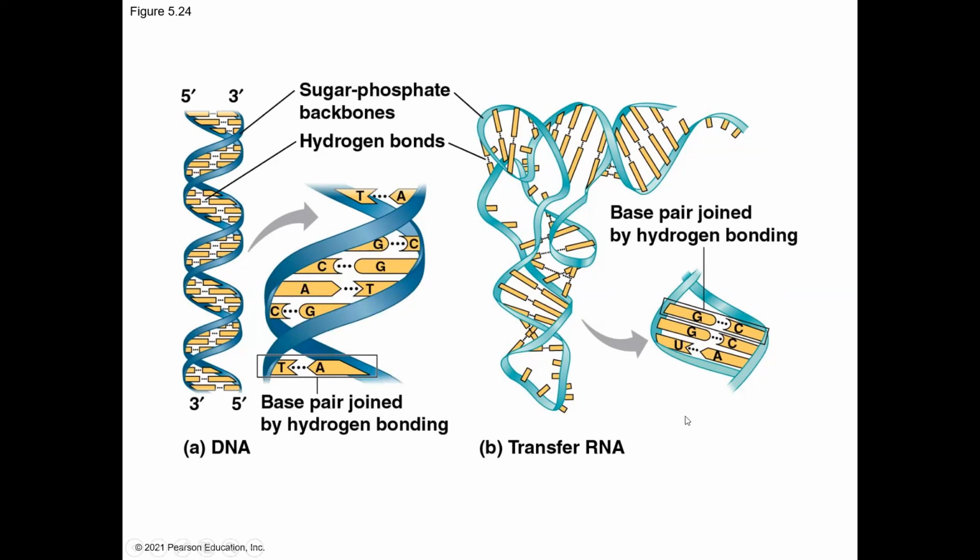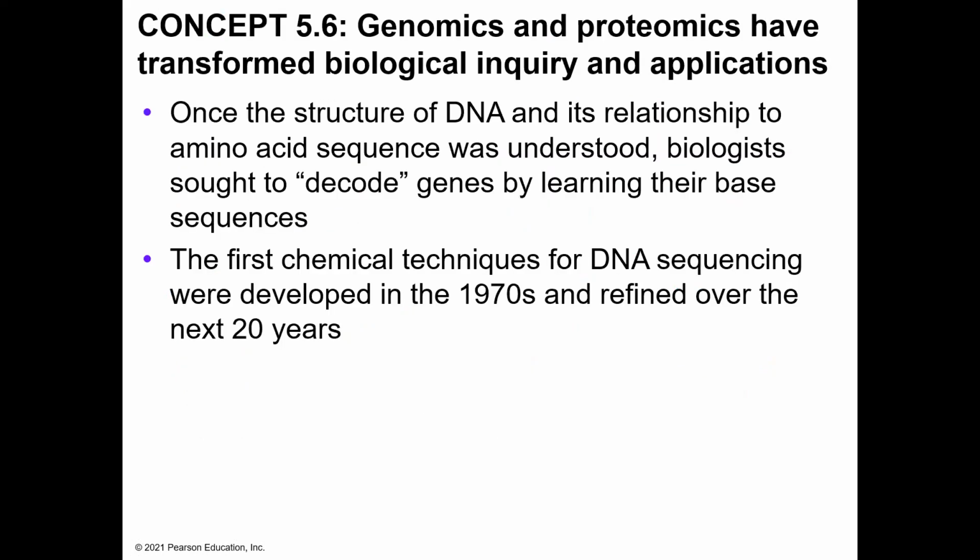RNA is not in the helix. It's more free floating, it's linear. And so they are able to form a lot of different structures. It's not just one singular structure. RNA needs to be more flexible because it needs to be read by ribosomal proteins that will create other proteins. And we'll cover DNA a whole lot more in depth when we get to the genetics chapters. The last part of this is about genomics and proteomics.